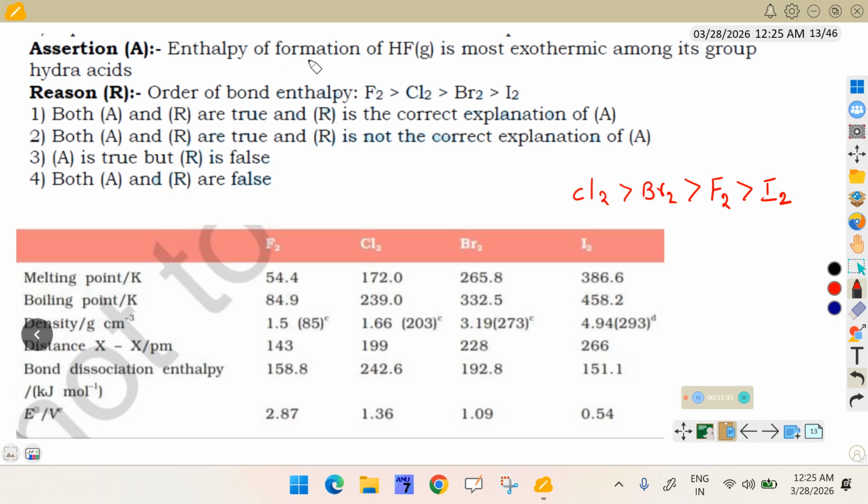Assertion: the enthalpy of formation of HF is the most exothermic among its group hydra acids. Correct. Why? Because fluorine is the most electronegative element. Reason: the order of bond enthalpy is F2 greater than Cl2 greater than Br2 greater than I2. This is wrong. What is the bond enthalpy order? Cl2 greater than Br2 greater than F2 greater than I2. So based on this, A is true, R is false.